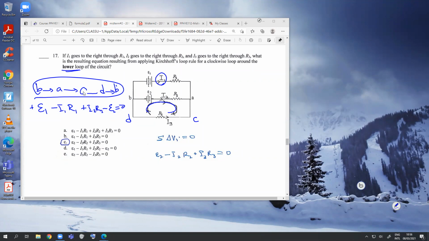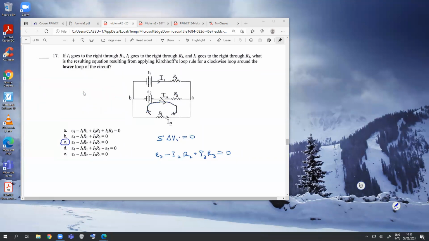Oh, I'm sorry. I'm looking at this loop. It's the lower loop. Sorry, guys. Okay, let me do the lower loop. So you are starting from B: B, A, C, D, plus E2, then minus I2 R2.